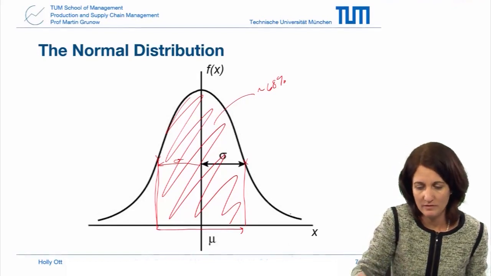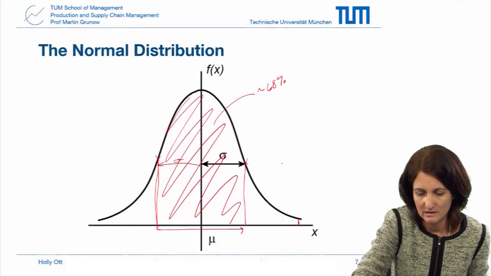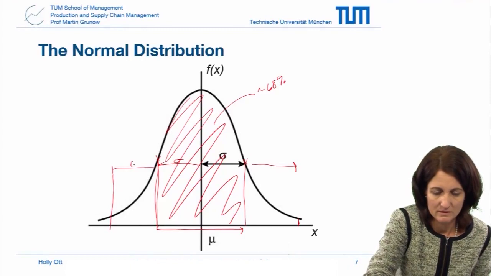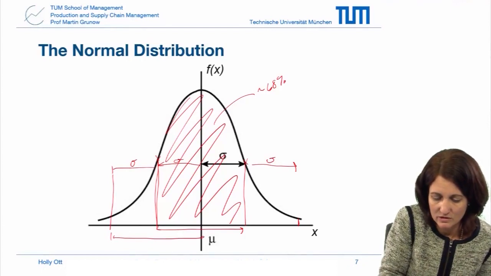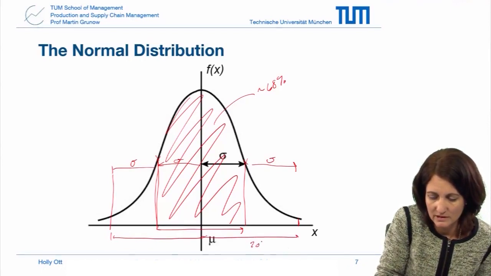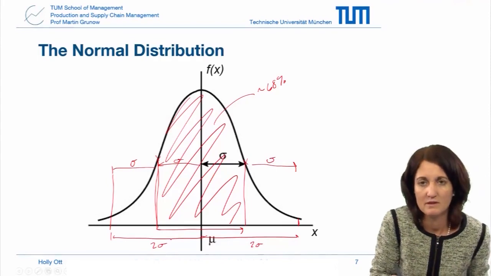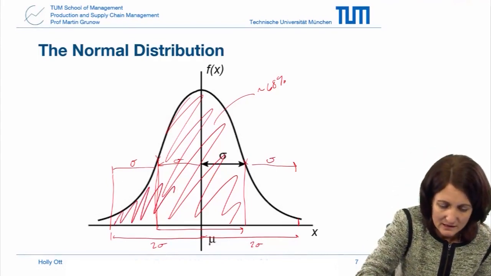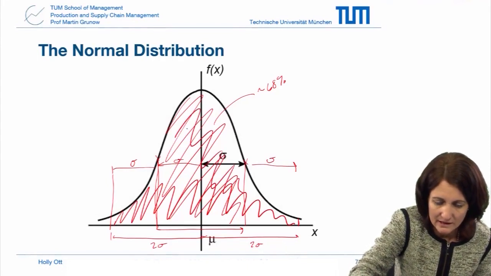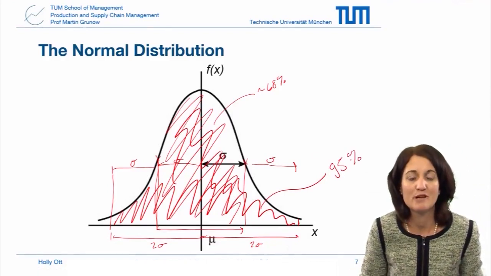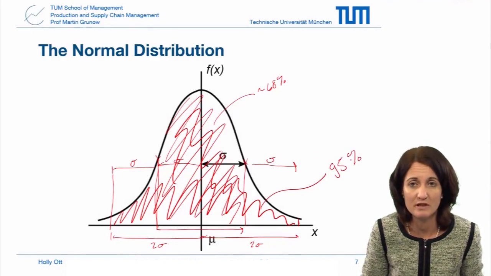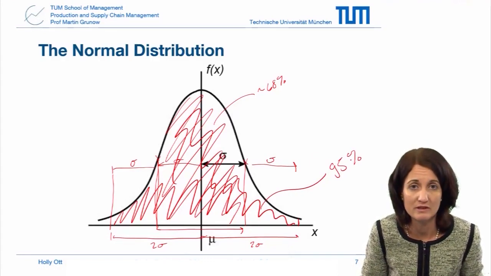Now, if we go a little further and we look at an additional area, this time on either side, 2 standard deviations from the mean, we would find that this entire area is about 95% of our production. This means that about 95% of our tabletops in our production will be within 2 standard deviations of the mean.